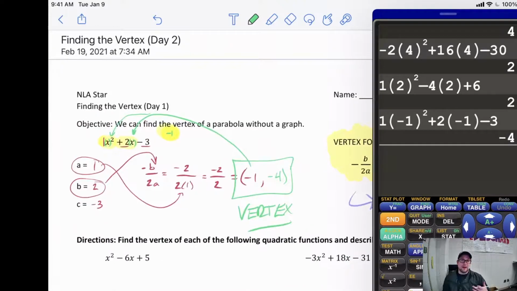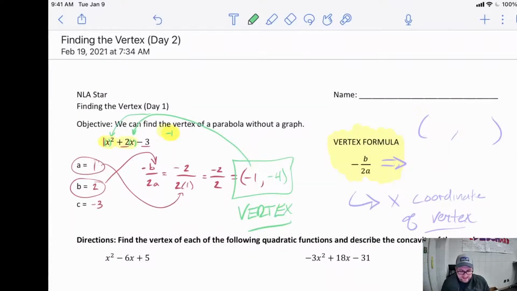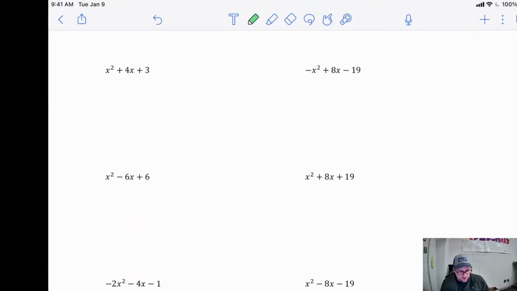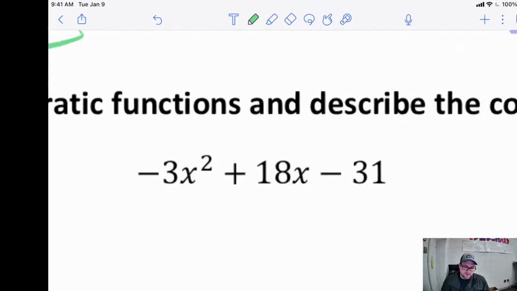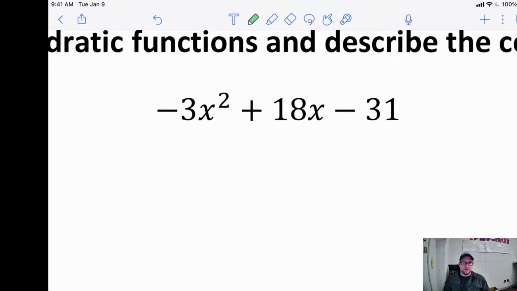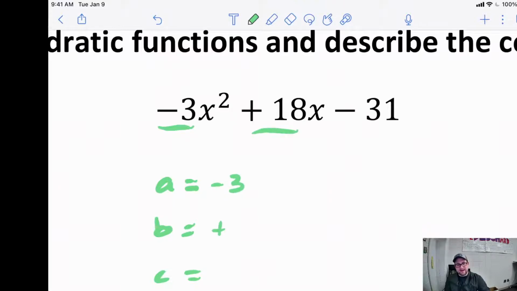Let's look at a couple more problems together. I'm going to try to pick the toughest, gnarliest looking ones I see here so you get practice with the hard ones so you can do the easy ones when you get there. Let's look at this one. This one has the biggest number, so I look at it as one of the harder ones for sure. Always start by listing out A, B, and C. It looks like A is negative 3, B is positive 18, and C is negative 31.